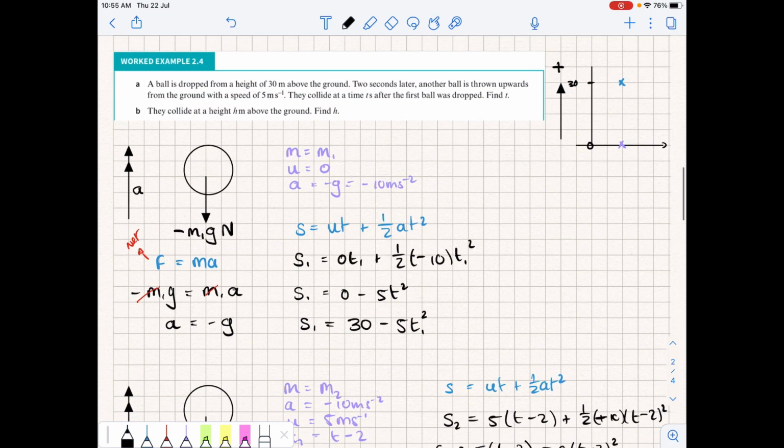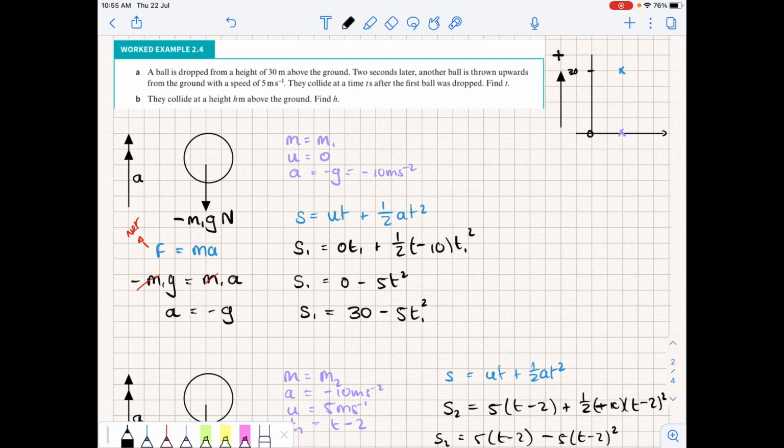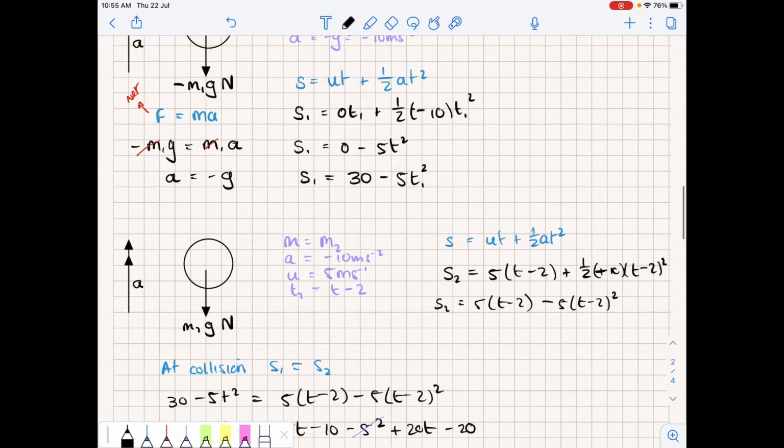So again, just an overview. We first drew a little representation in the corner over there to explain to ourselves where we started and which direction is positive. This is very important when we're dealing with forces and motion. Then we considered the forces acting on the object to find the acceleration. And once we did that, we created two displacement time functions in order to solve a combined simultaneous equation.